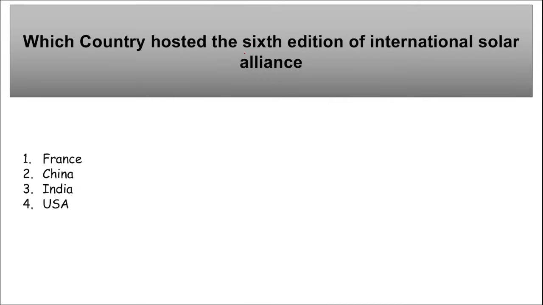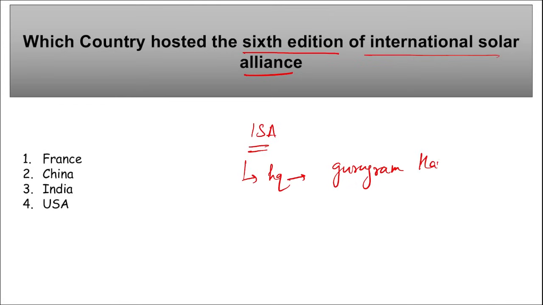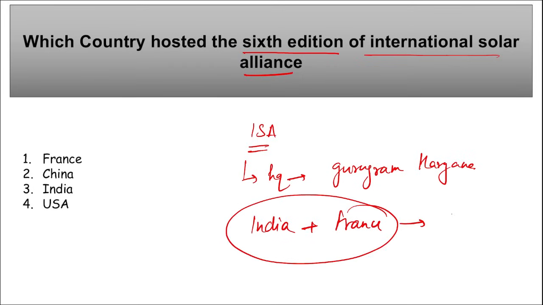Which country hosted the 6th edition of International Solar Alliance, ISA, the headquarters of which is in Gurugram, Haryana. This International Solar Alliance is a joint venture between whom? It is a joint venture between India and France. This was started in 2015. And who is the Director General here of International Solar Alliance? Ajay Mathur. Then, as the name suggests, International Solar Alliance, we are working in the field of solar energy, or we can say in the field of renewable energy.